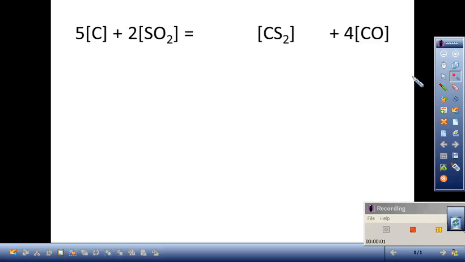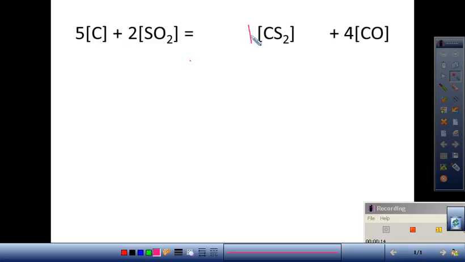So I'm doing number 40. This is 40 from chapter 12. I have a mole ratio here. My equation says I have 5 moles of this, 2 moles of that, 1 mole of this, no number in front means it's 1, and 4 moles of this. Alright, so problem letter A says I have 2.7 moles of carbon.